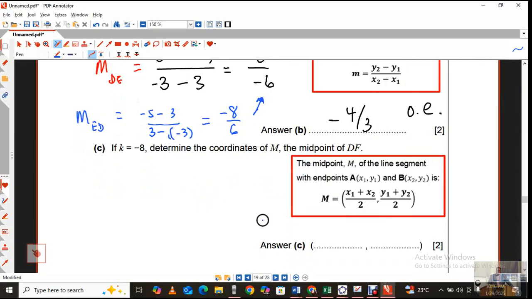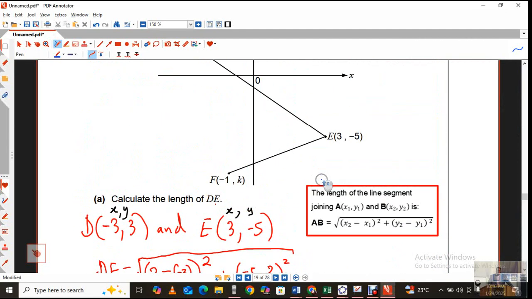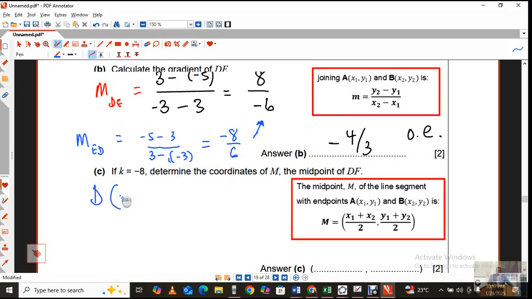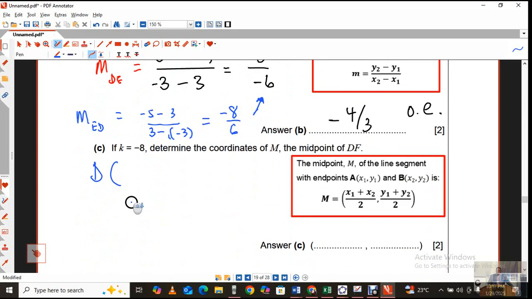Now they are saying if k is equal to negative 8. So let me just go back to my diagram. So now they are saying k here is negative 8. So my F will now be negative 1, comma, negative 8. That is what the coordinates of F will be. So now I come and they say determine the coordinates of M, the midpoint of DF. So D, we know the coordinates of D. The coordinates of D is negative 3, 3.